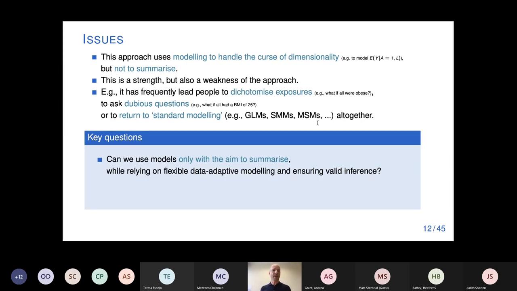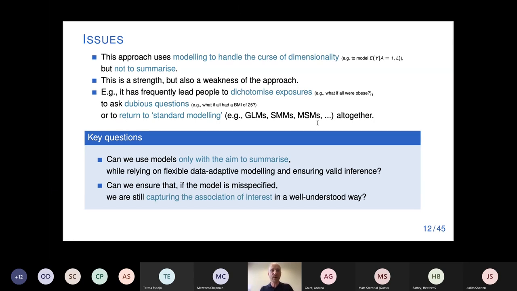The key questions that we therefore had is, can we somehow still make use of models, but only with the aim to summarize the information in the data while still relying on very flexible data adaptive modeling strategies, perhaps machine learning, to ensure valid inference? And second, if the model that we use to summarize the information turns out to be misspecified, can we make sure that we are still capturing what we care about, the association between exposure and outcome given covariates? Can we make sure that we still capture this in a well understood way?